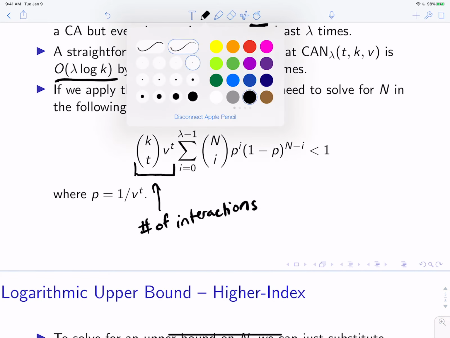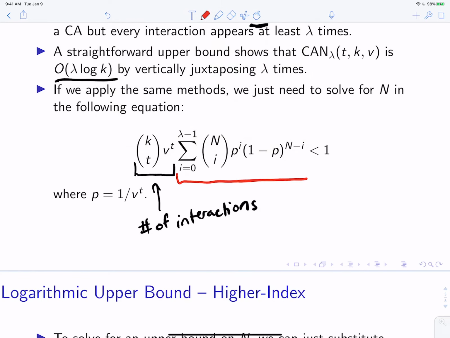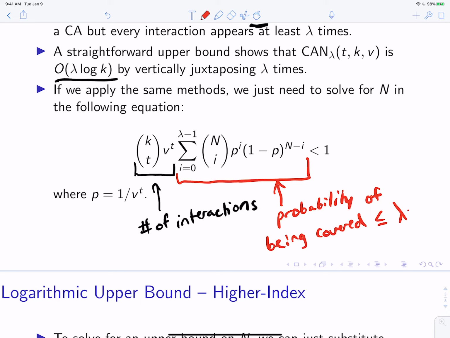And this really funky equation over here, this is the probability of being covered less than or equal to lambda minus 1 times. So the notion of coverage here is changing from saying it doesn't appear to it appears at most lambda minus 1 times.